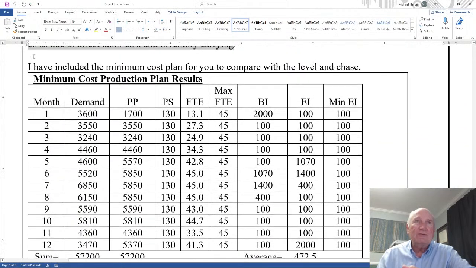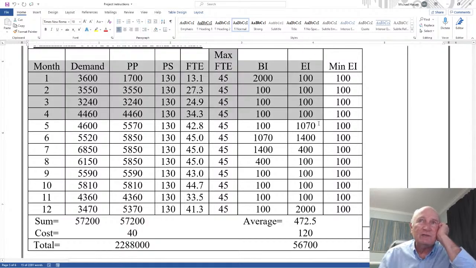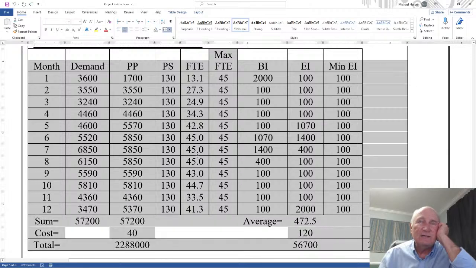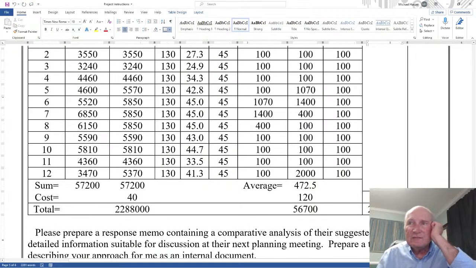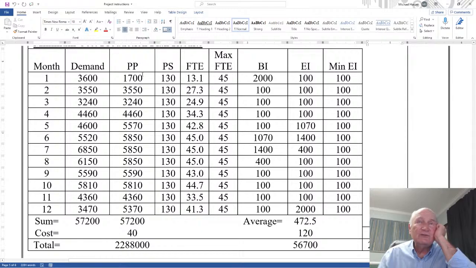And so I have included the minimum cost plan for you to compare with the level and chase. Okay, so I put this in this memo before I gave it to the group. So I've already solved it, and there it is. That's the minimum cost. What is this? 2.3447 million, $2,344,700. And notice we're only considering the direct labor cost, which is this, and the inventory cost, which is this.